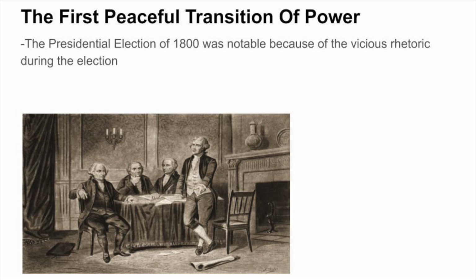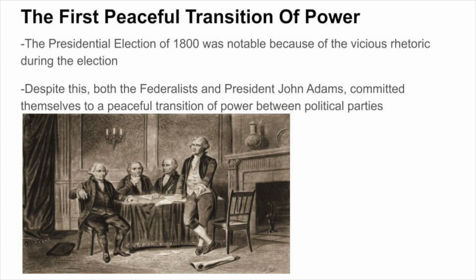The presidential election of 1800 was notable because despite the vicious rhetoric during the election, both the Federalists and President John Adams committed themselves to a peaceful transition of power between political parties.